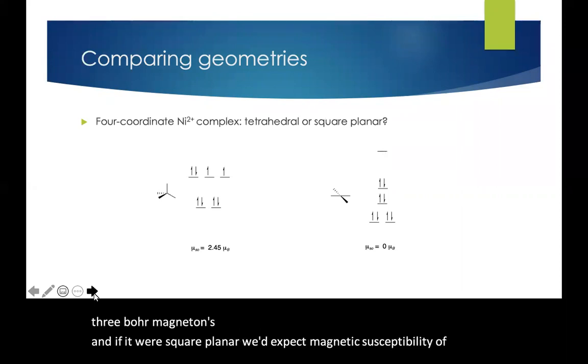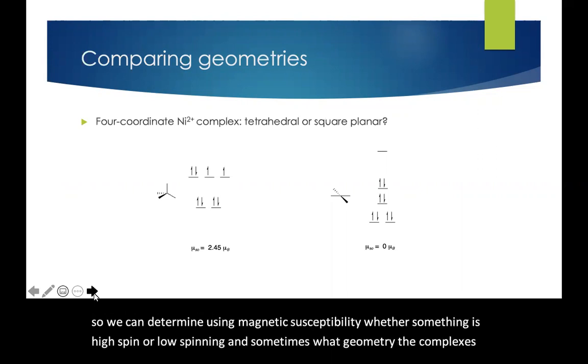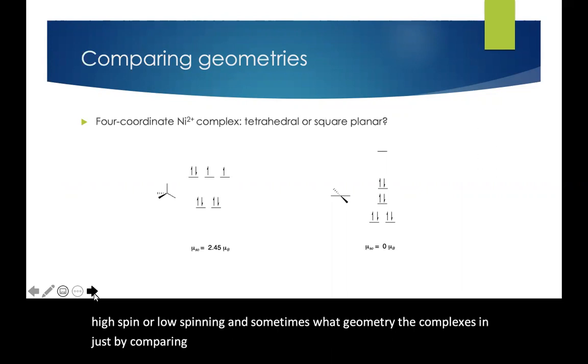So we can determine, using magnetic susceptibility, whether something is high spin or low spin, and sometimes what geometry the complex is in, just by comparing the measured magnetic susceptibility, mu effective, to the predicted magnetic susceptibility, mu-SO.